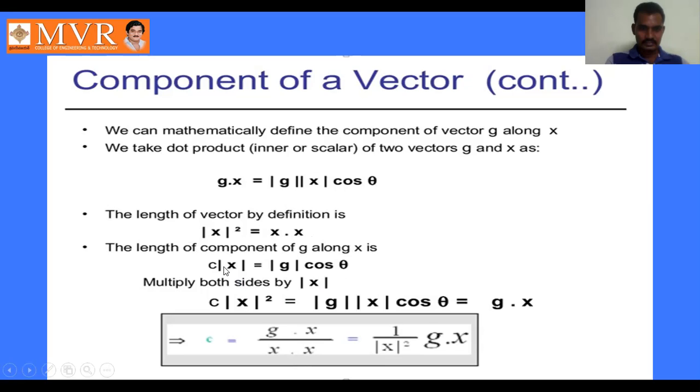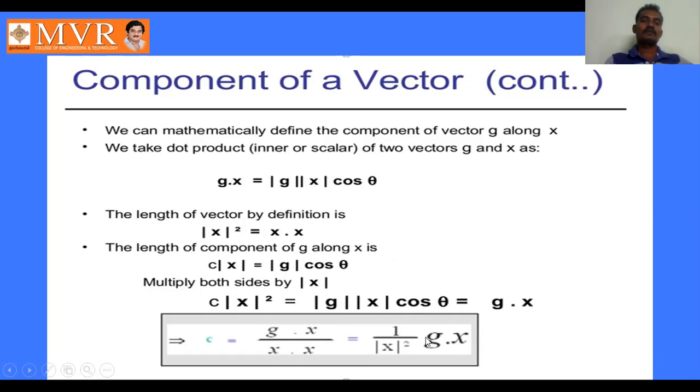So c|x| is equal to |g| cos θ, the length of the component of g along x. Multiply both sides by |x|. Then c|x|² is equal to |g||x| cos θ, and |g||x| cos θ is nothing but g·x. Therefore, c can be expressed as g·x divided by x·x, or 1 by |x|² into g·x.